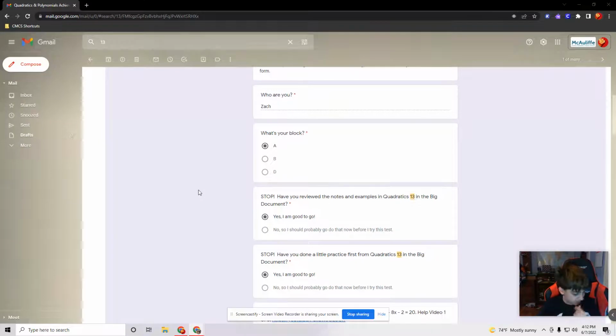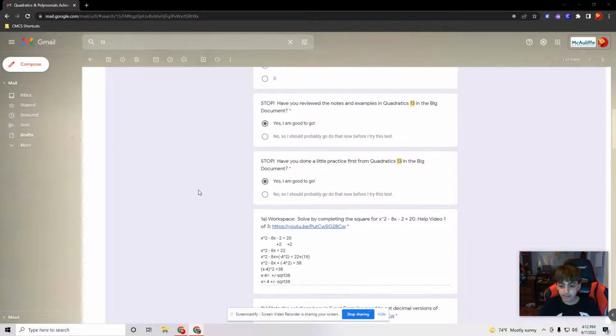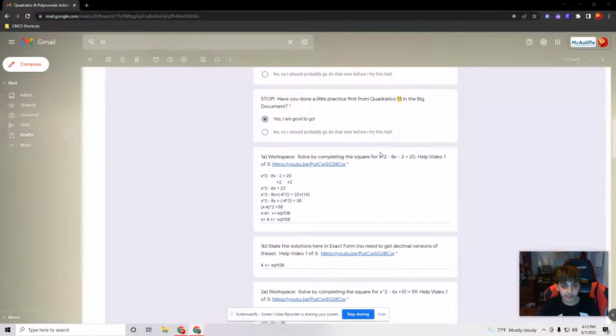So I set a reminder for myself. I'm going to demonstrate with 1, 3, and 5 because they're kind of different things. So you got 1 here. You've got to solve by completing the square for this. So I put it down here.